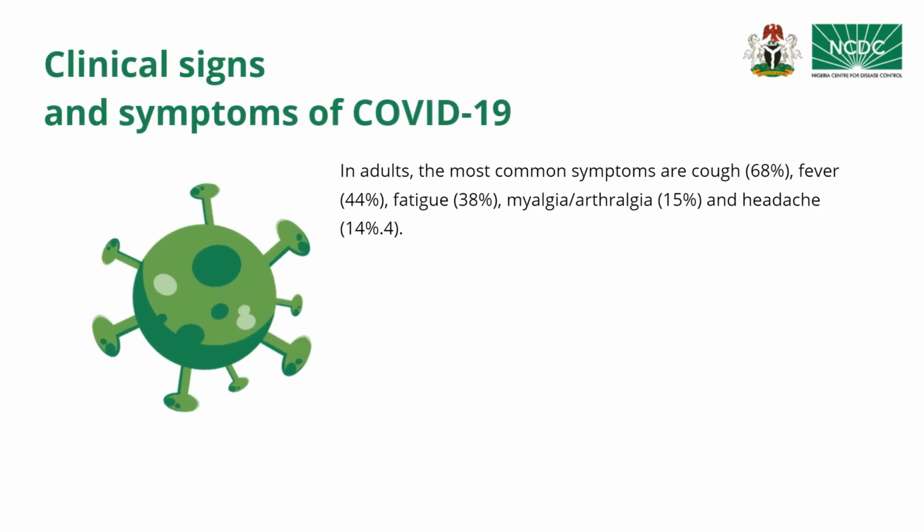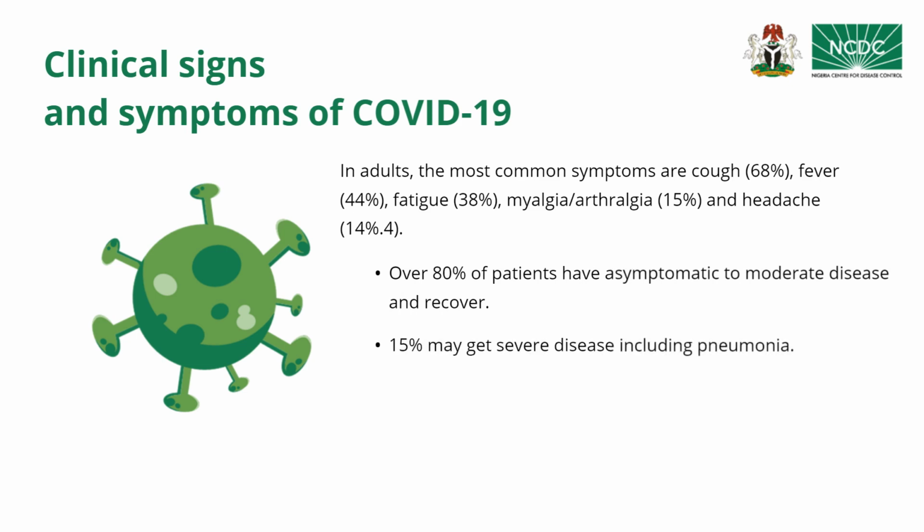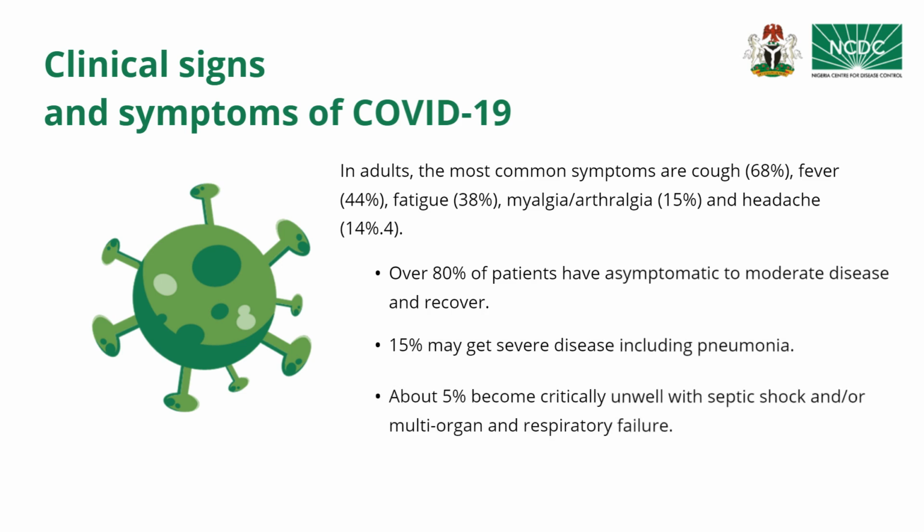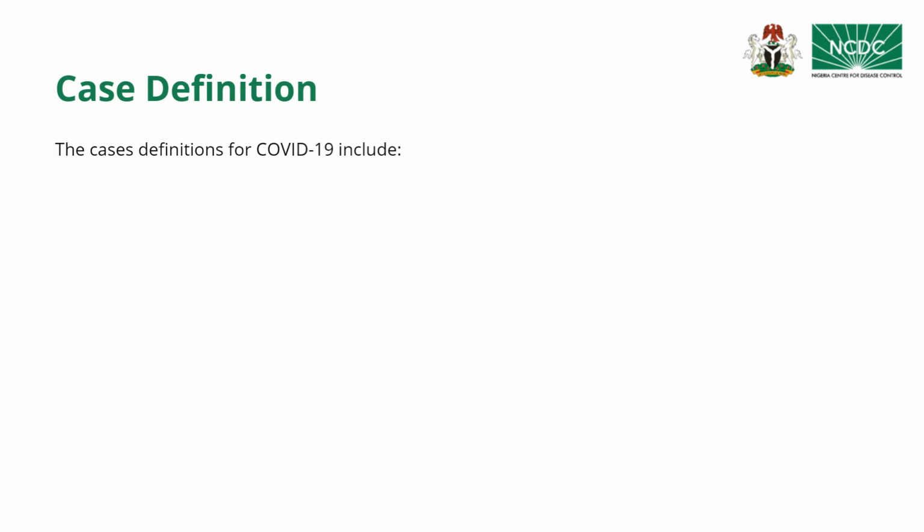In adults, the most common symptoms at presentation are cough, fever, fatigue, myalgia or arthralgia, and headache. Initial data indicates that over 80% of patients have asymptomatic to moderate disease and do recover. 15% may get severe disease including pneumonia, and about 5% become critically unwell with septic shock and/or multi-organ and respiratory failure. The case definitions for COVID-19 include suspected case, probable case, confirmed case, and contact.